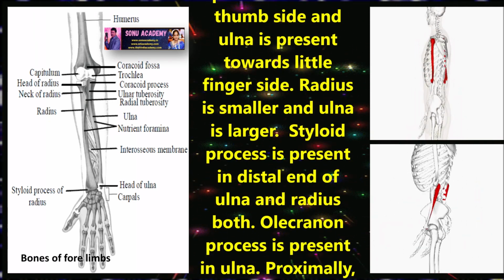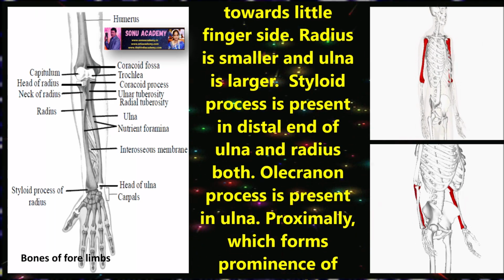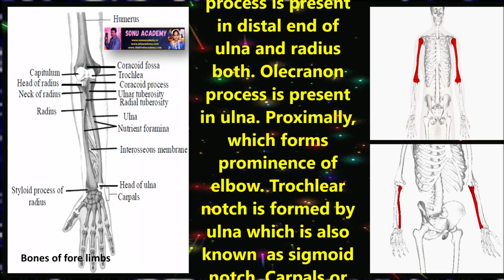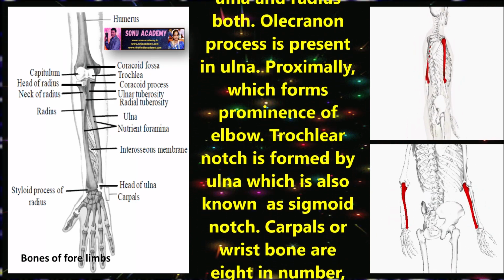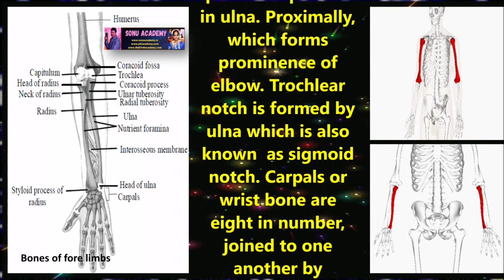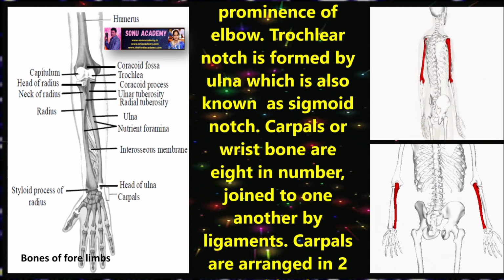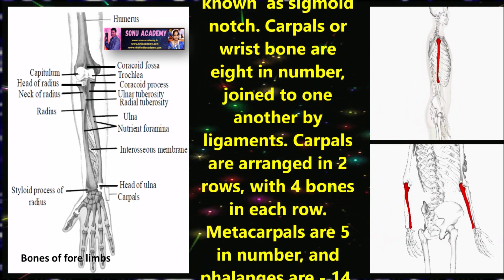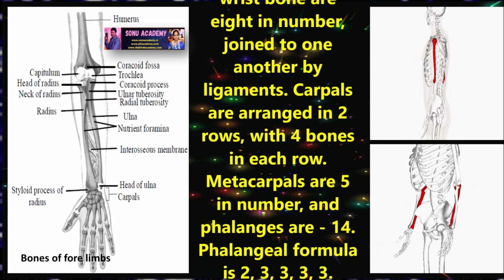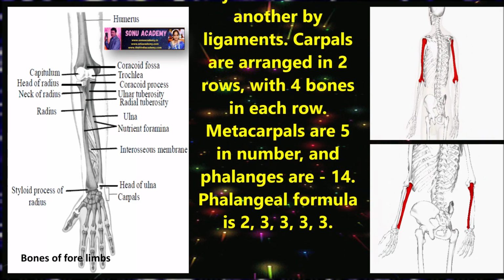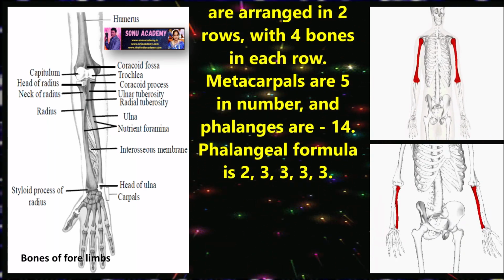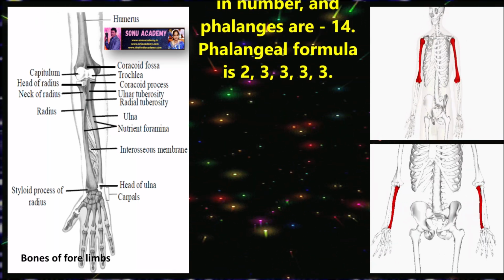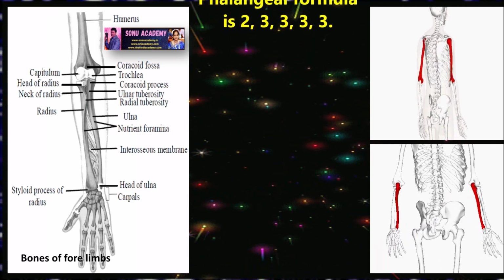Radius is present towards the thumb side and ulna is present towards the little finger side. Radius is small and ulna is larger. Styloid process is present at the distal end of both the ulna and radius. Olecranon process is present in the ulna proximally, which forms the prominence of the elbow. Trochlear notch is formed by the ulna, which is also known as the sigmoid notch. Carpus or wrist bones are 8 in number, joined to one another by ligaments. Carpals are arranged in 2 rows with 4 bones in each row. Metacarpals are 5 in number and phalanges are 14. Already we discussed that.